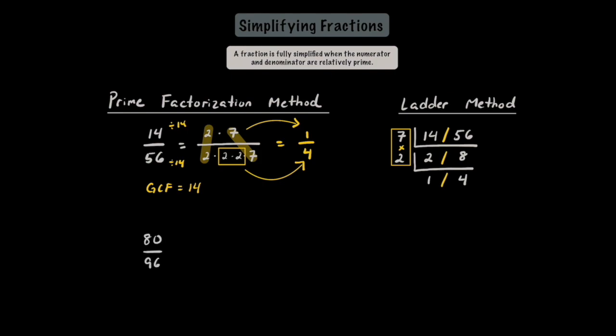Here we have 80 over 96. I know I can divide 80 by 2 to get 40. 40 can also be cut in half to make 20. 20 can be cut in half to make 10, and 10 can be cut in half to make 2 and 5.